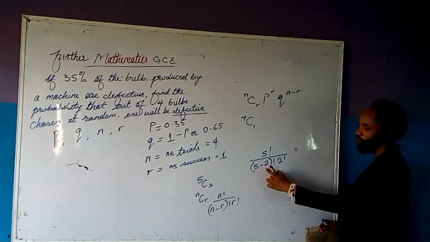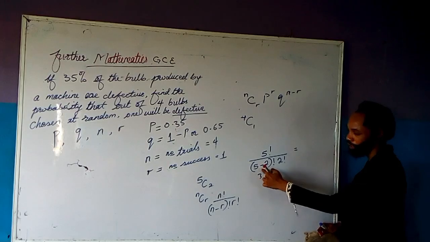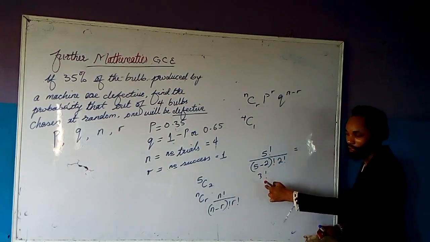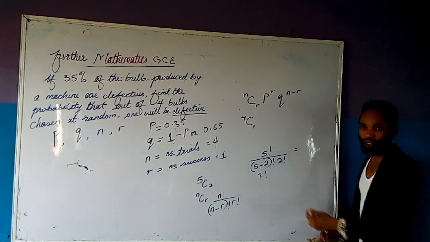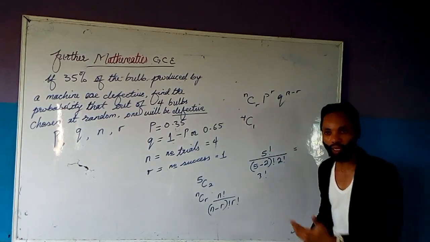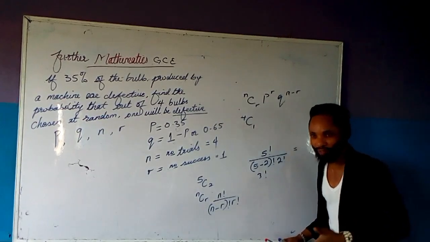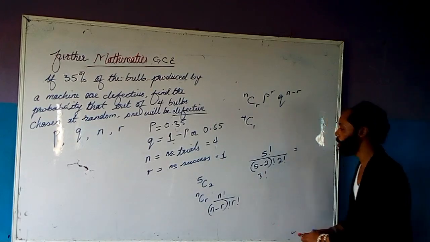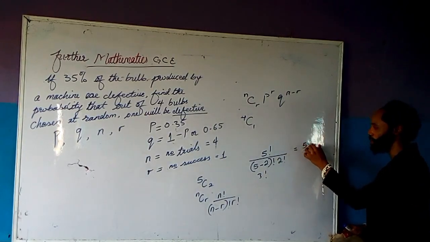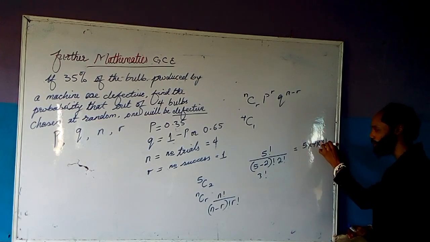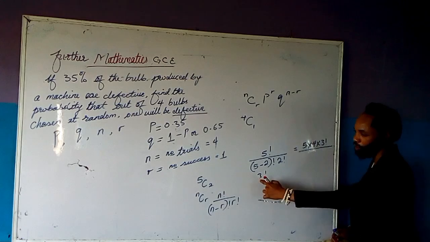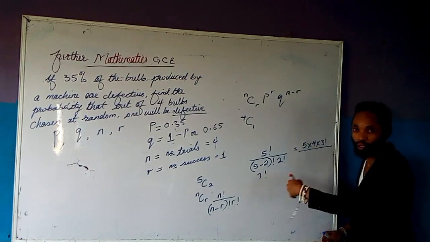Now, 5 minus 2 is 3. That means 3 factorial. Isn't it? Yes, 3 factorial. So I'll just stop. 5 factorial means 5 times 4 times 3 times 2 times 1. 10 factorial means 10 times 9 times 8 times 7 times 6 times 5 times 4 times 3 times 2 times 1. So 5 factorial will be 5 times 4 times 3 factorial. Why did I stop here? Because I have a 3 factorial now. That will do what? Cancel out.